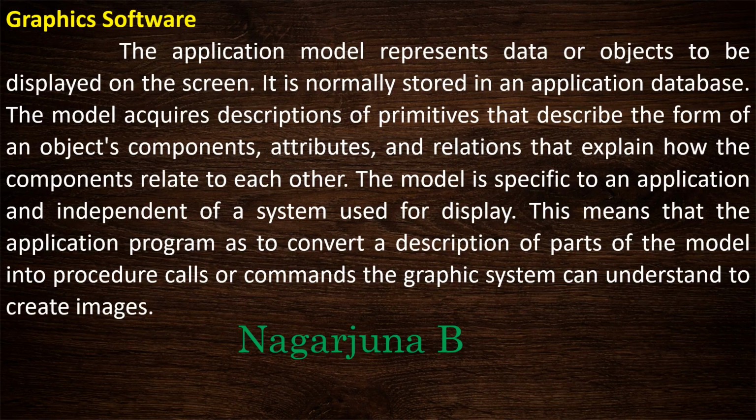The model acquires descriptions of primitives that describe the form of the object's components, attributes, and relations that explain how the components relate to each other. So as I told, the application model will be representing a data or an object which has to be displayed on the screen. This information will be stored in the application database. So what information has to be stored in the application database?